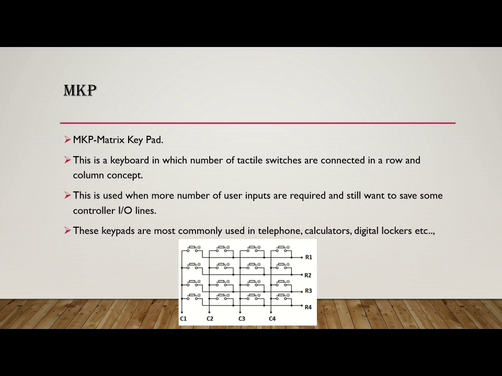MKB, matrix keypad. This is a keypad in which a number of tactile switches are connected in a row and column concept. This is used when more user inputs are required and we still want to save some controller I/O lines. These keypads are most commonly used in telephones, calculators, digital lockers, etc. In a matrix keypad we use tactile switches for pressing. If we press a key, the row and column will be activated and an ASCII code will be generated that will be sent to the microprocessor, and it will be converted into zeros and ones that will be given to the CLCD.